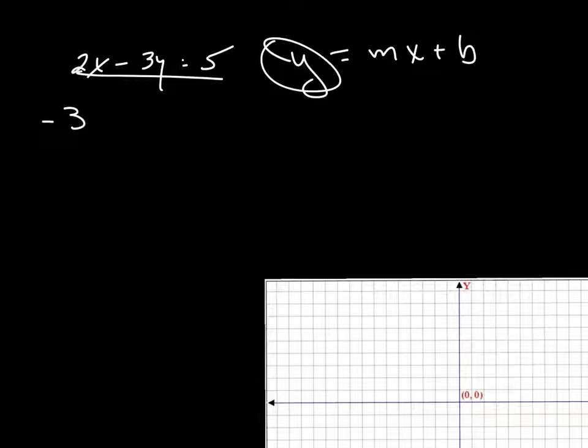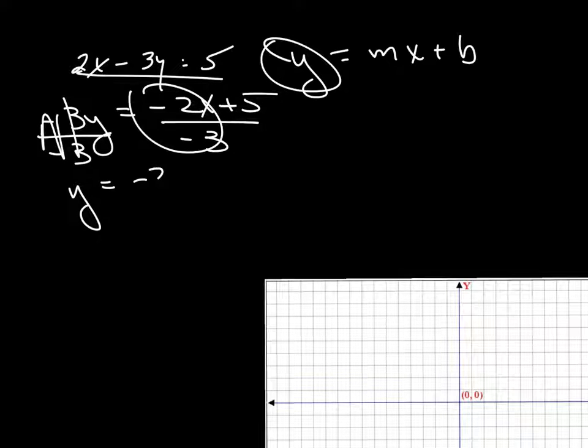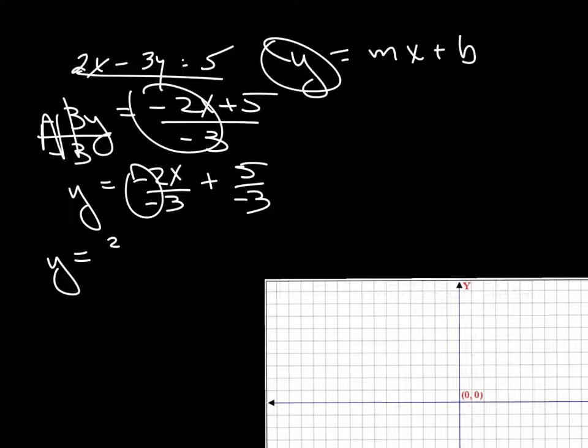So let's leave the 3y there. We're going to move the 2x over. Okay, then we're going to divide by negative 3 and divide by negative 3. So we get y equals, because those cancel, and then we split these up: negative 2x over negative 3 plus 5 over negative 3. And then two negatives right here make a positive.